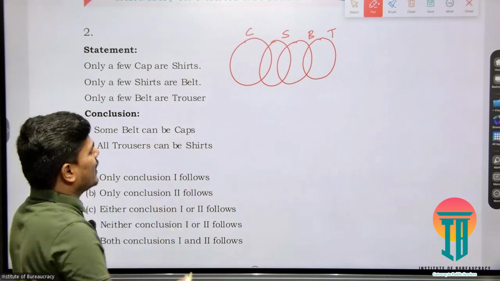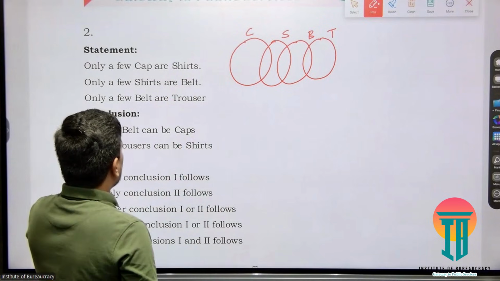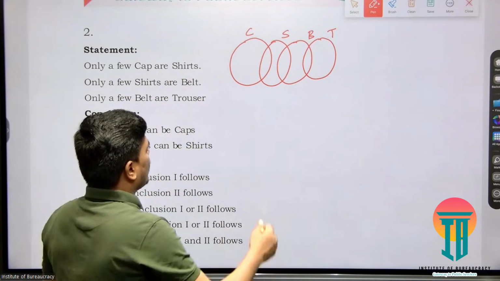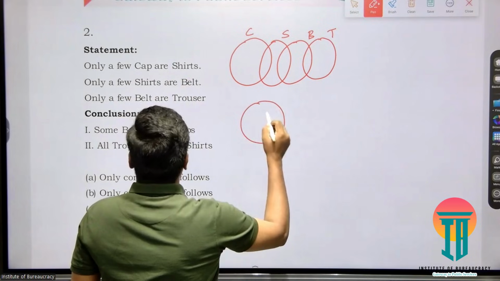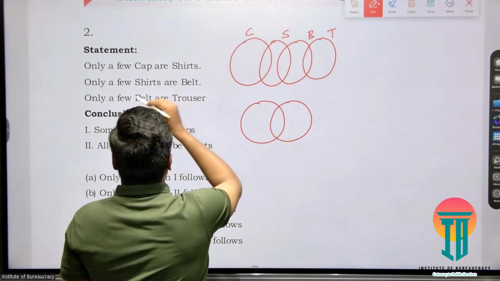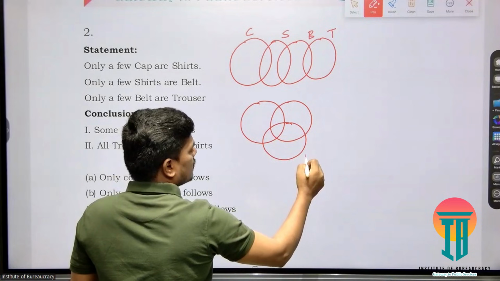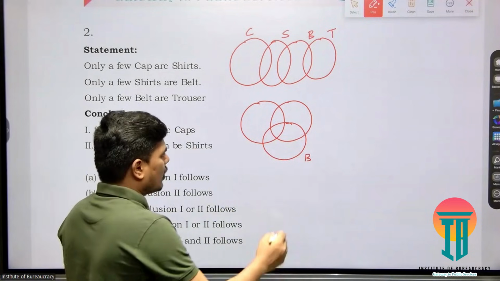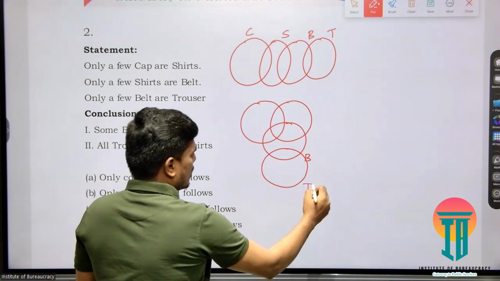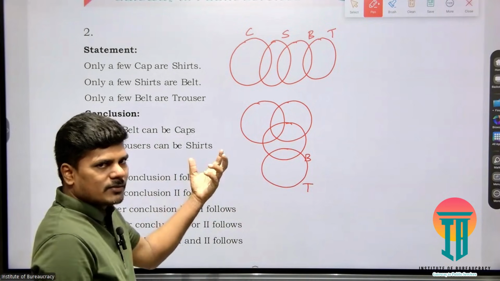Based on the given statements, I can draw like this. Or I can have many possibilities also. I can draw it in another way also. Only few caps are shirts. Only few shirts are belts. Few shirts are belts, like this also I can draw. This is also a possibility. And then few belts are trousers. This is also another possibility. Like this also I can draw. Now I have many possibilities like this.